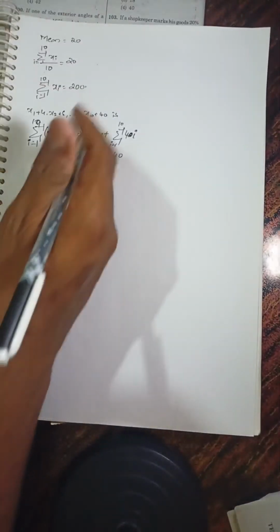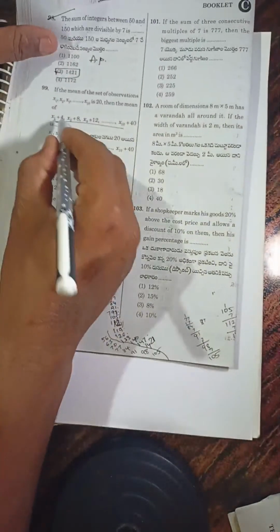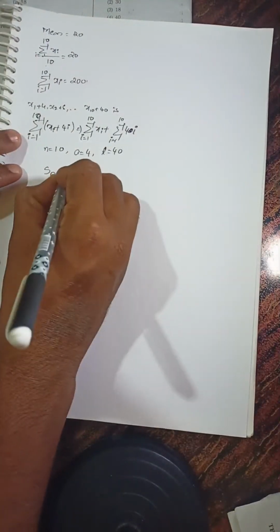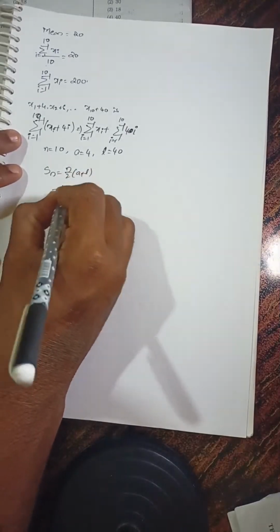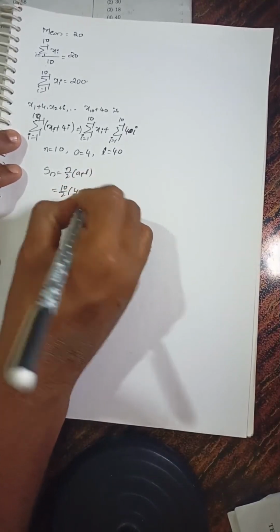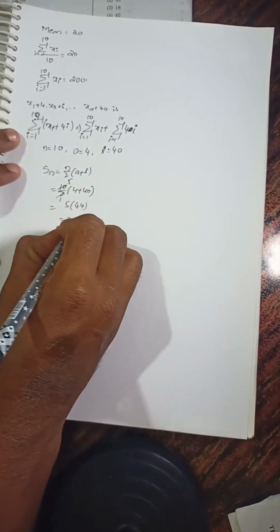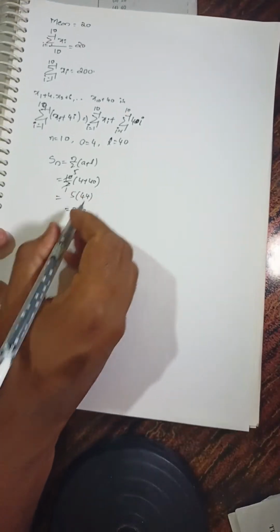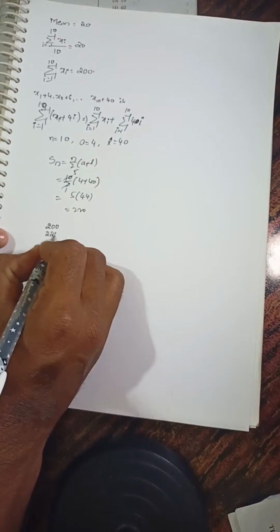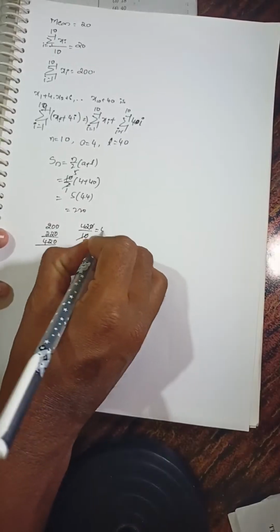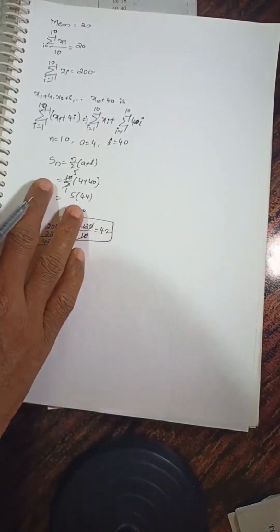Why? Because we know the last value. If you take this as a sum of n terms, the formula is Sn is equal to n by 2 into A plus L. We know n value is 10 by 2 into A value 4 plus 40. 4 plus 40 will become 44. 5 into 44 gives 220. Already we have 200 plus 220, we are getting 420. 420 divided by the total number of observations 10. Finally, the new mean answer is 42.